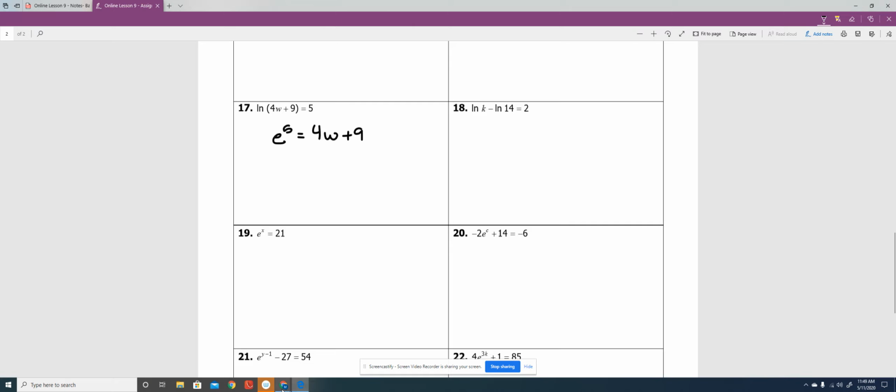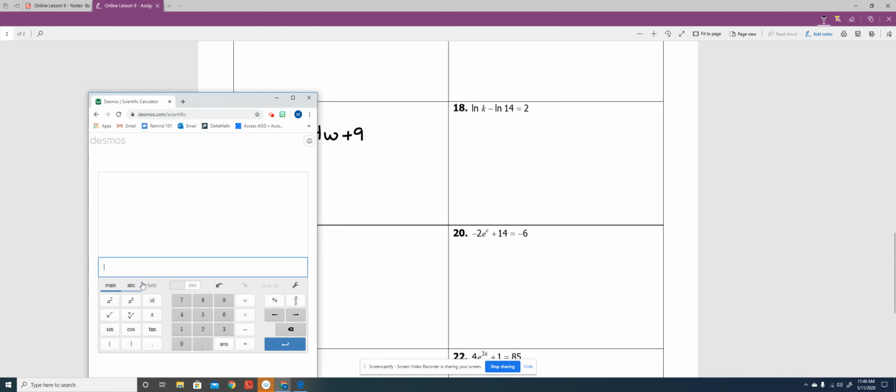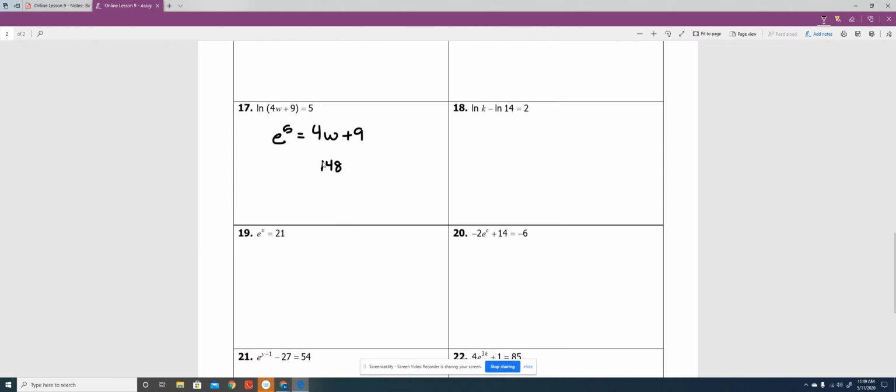And I find out what e to the 5th power is on my calculator. So e to the 5th power is about 148.4. And that's 4w plus 9. So I subtract 9. And I get that 4w is equal to 139.6. And then I divide both sides by 4. And I get my final answer is that w is approximately 34.85.